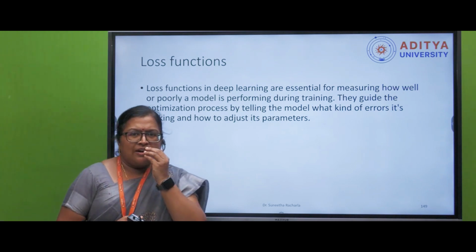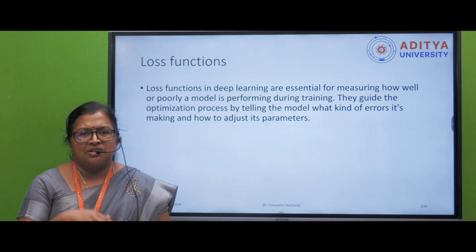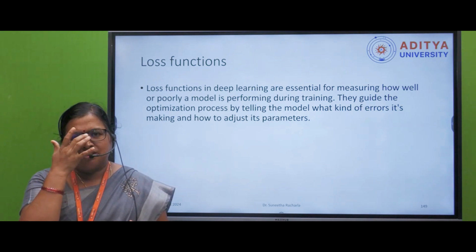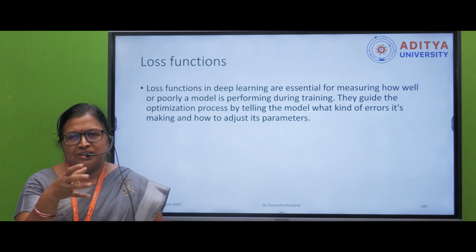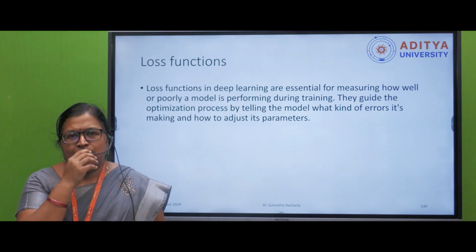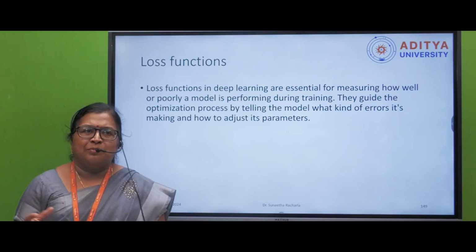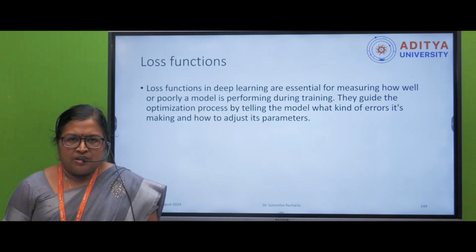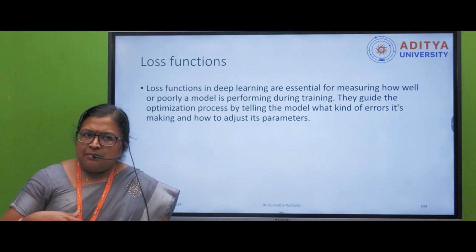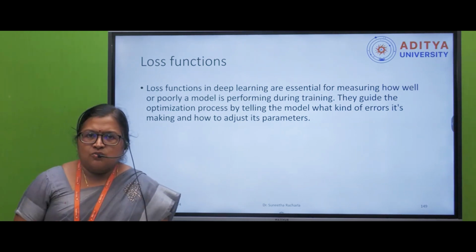Loss functions we have already discussed, even while discussing machine learning and linear regression. A loss function is nothing but the error, the difference between the actual value and the predicted value. That difference is the loss function or cost function. Any machine learning or deep learning algorithm aims to reduce that loss.